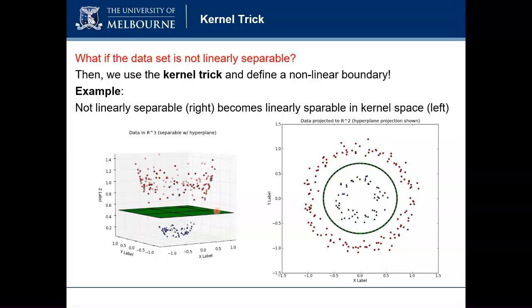And the other aspect of the trick is you don't sometimes even need to know the transform itself. All you need to know is the dot product of the transformed vectors, and that's what the kernel function gives us. So it gives us a way to compute the dot product, and as we have discussed, that is sufficient.